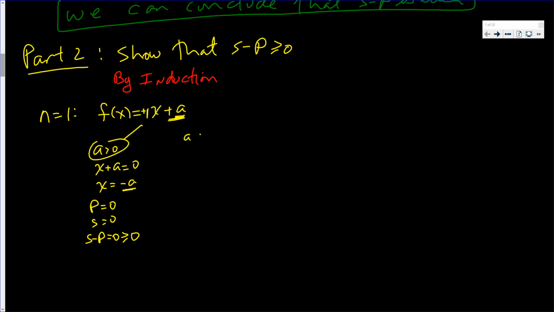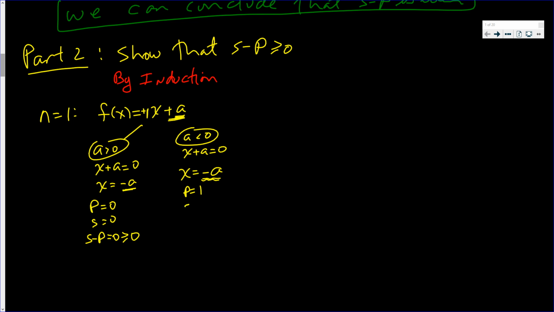Now, what if a is a negative number? So you have x plus a equals 0. Bring the a to the other side. Remember, a is negative. Anytime you put a negative in front of a negative number, you get a positive number. So the root, x equals negative a, is a positive root.